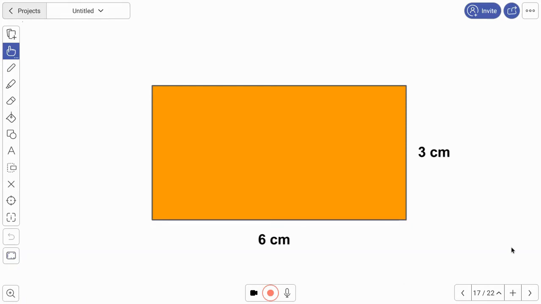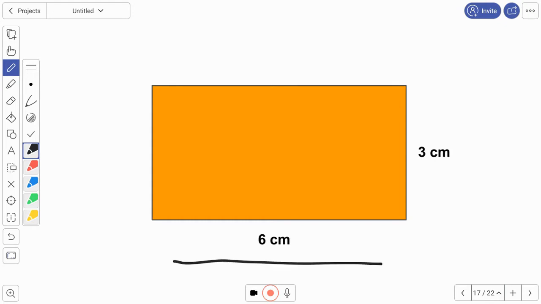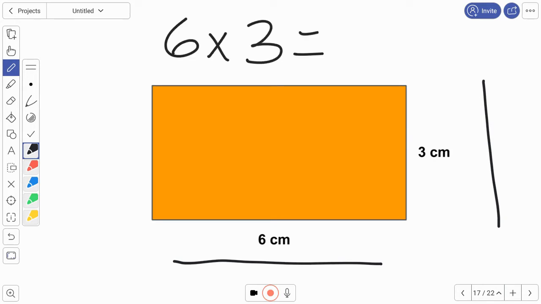Okay, so learning this helps us to understand how we find the area of a triangle. I'm going to show you something first. I have this rectangle here, and we know that to find the area of a rectangle, we multiply the base times the width, or the length times the width. So for this, I would take 6 times 3, and that would give me an area of 18 centimeters squared.